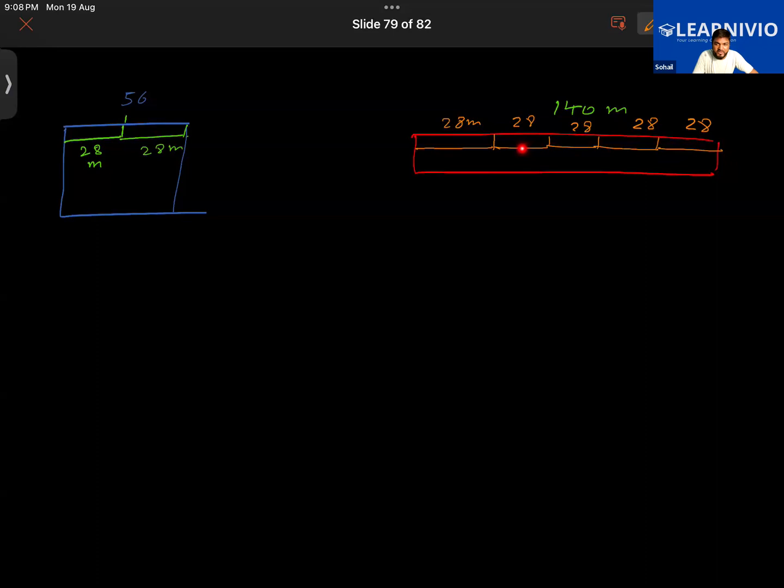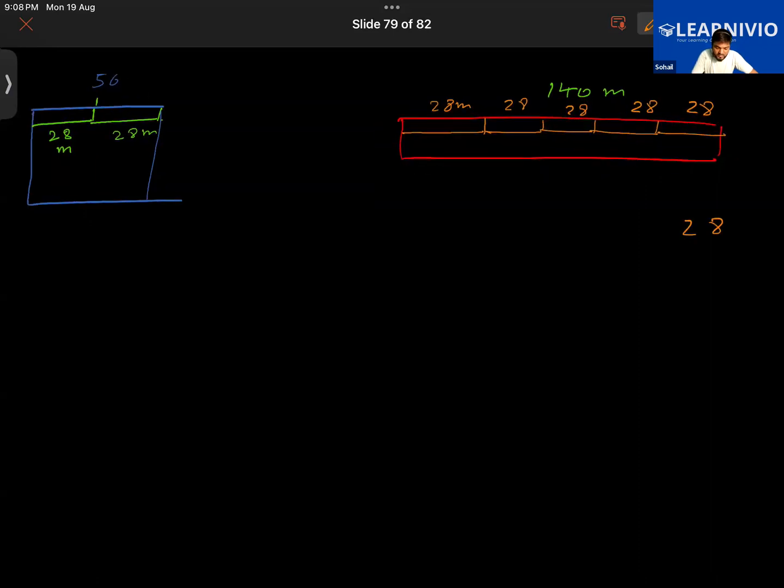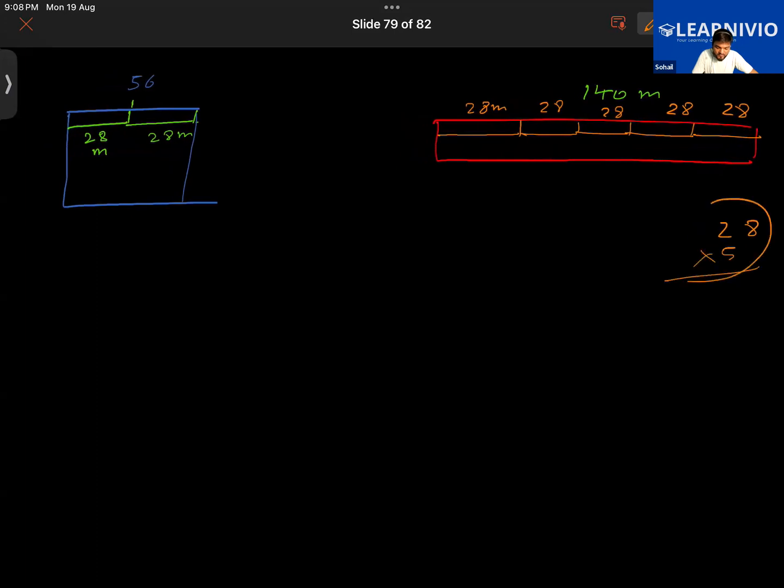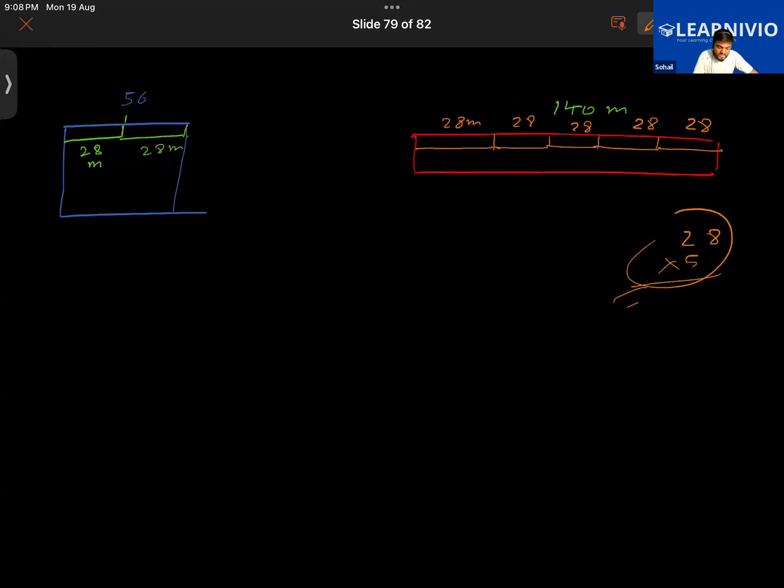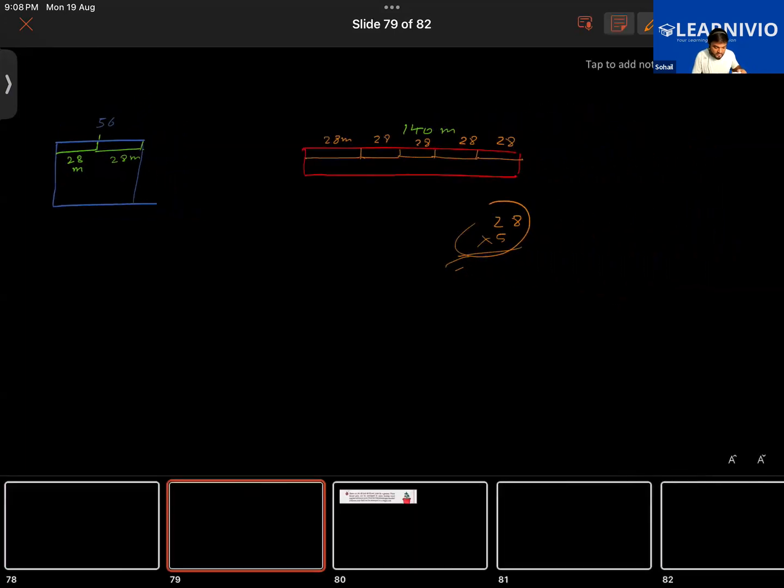Right now, 28 fives are 140. Getting it? 28 fives are 140. So that's how, using the whole length of that scale, we can measure this 140 meter also and 56 meter also. Understood the question and answer completely? So the answer is 28. Yeah, it is 28. Okay, no?